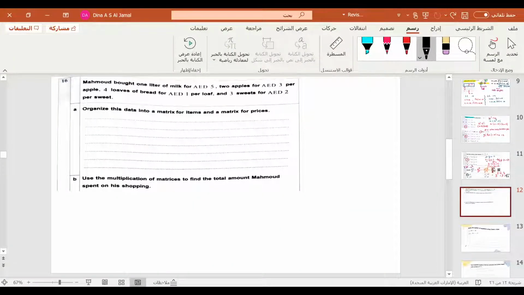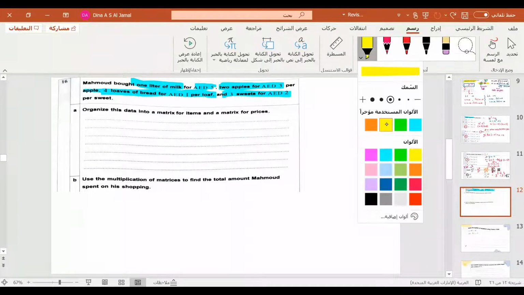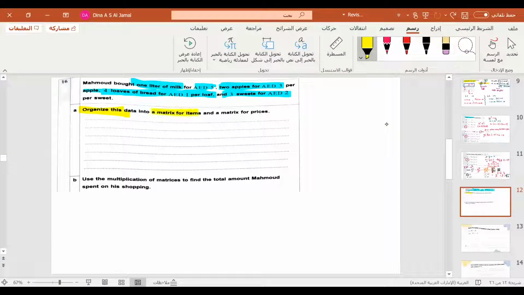So the first question is that Mahmoud bought 1 liter of milk for 5 dirhams. 2 apples for 3 dirhams per apple. 4 loaves of bread for 1 dirham per loaf. 3 sweets for 2 dirhams per sweet. Now he would like you to organize this data into a matrix for items and another matrix for prices.